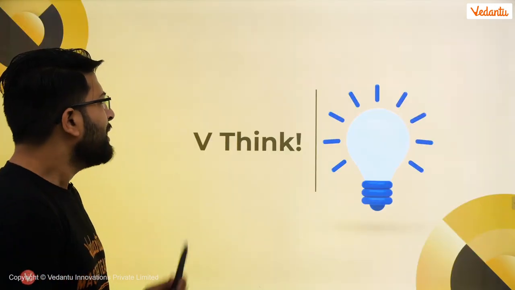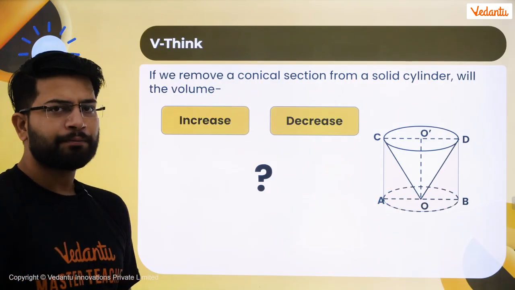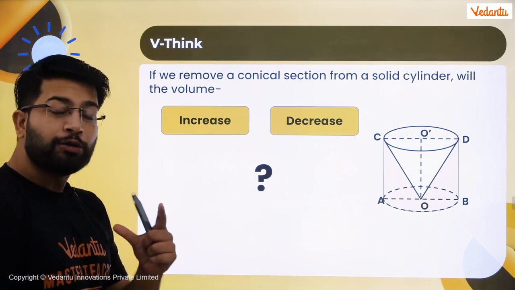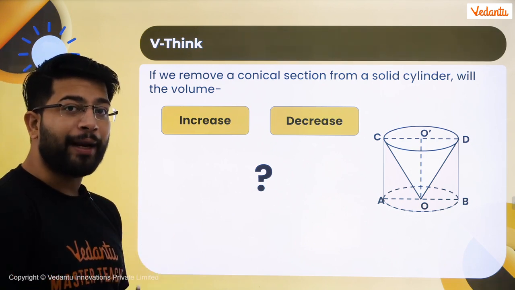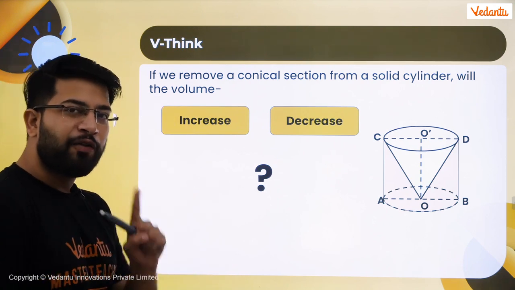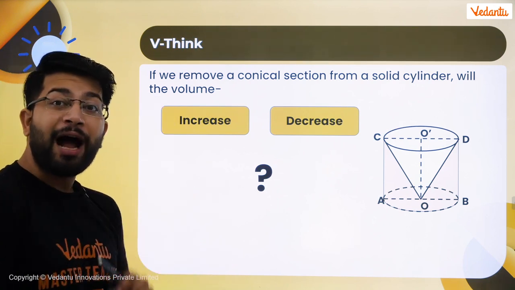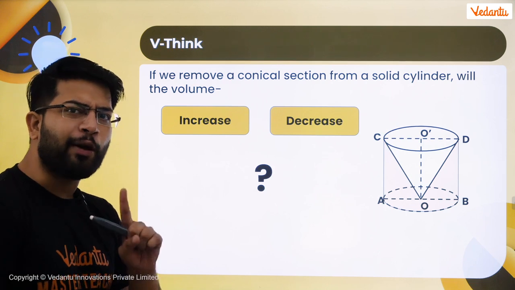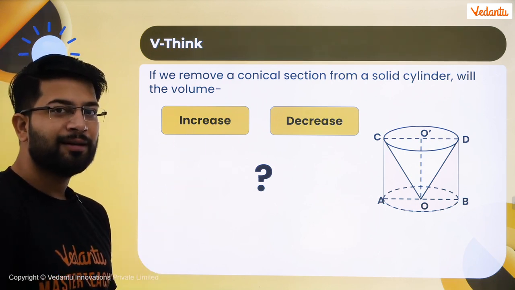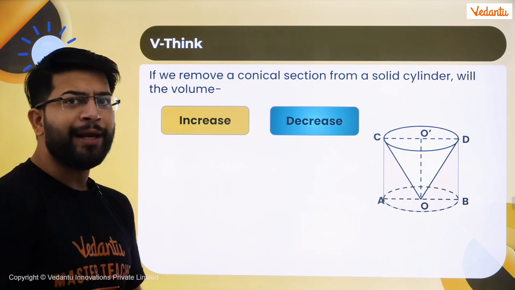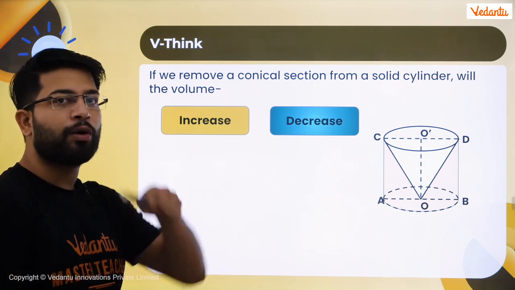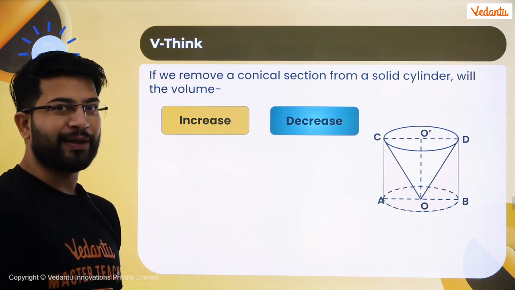Okay, very good. Now Chem, one question to think about. Let's say I have a solid cylinder. Now solid cylinder volume will be pi r square h. Now what if I remove the conical section from the solid cylinder? If I take out the conical part from a solid cylinder, its volume will decrease or increase? Its volume will decrease. The curved surface area will increase. The area will be more, but the volume will decrease.